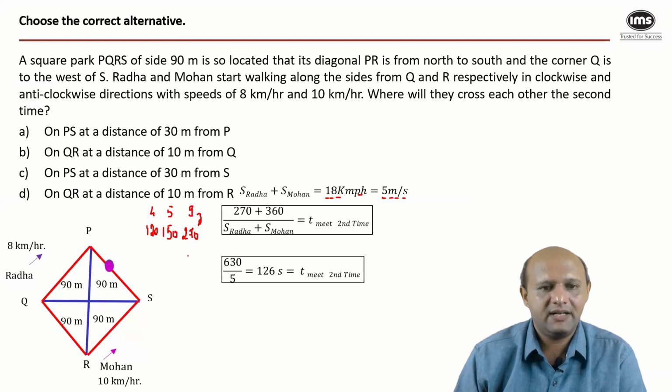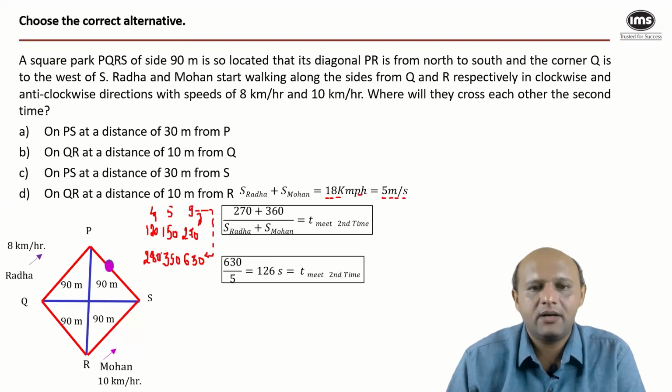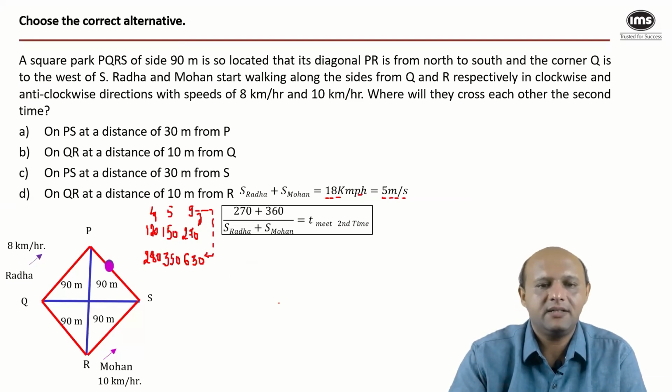So instead of 270, now even though the ratio of the speeds is same, they are covering a distance of 630. So 630 would be how much? This is 70 times. So this guy is covering 350. And Radha will cover 70 times, so she would cover a distance of 280. That's it. That's all that's required to answer the question. So, the rest of the steps are not necessary.